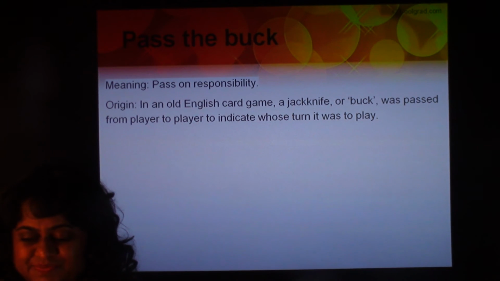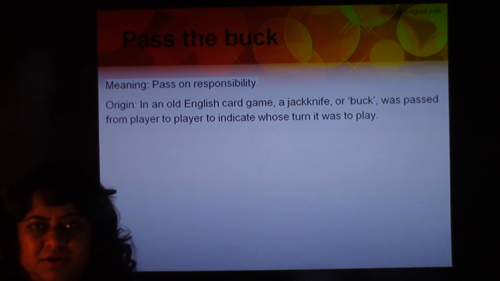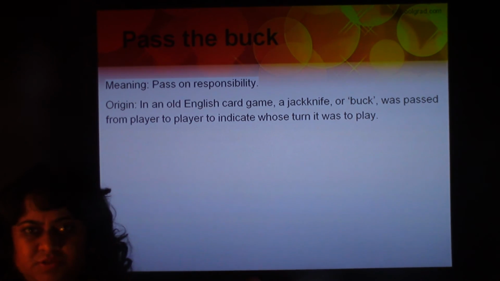Pass the buck means to pass on responsibility. So in an old English card game, a jackknife or a buck was passed around from player to player to indicate whose turn it was to play. So that's what it means, pass the buck. It also means you hand over the responsibility to somebody else.